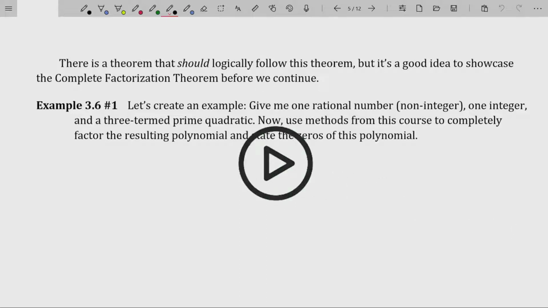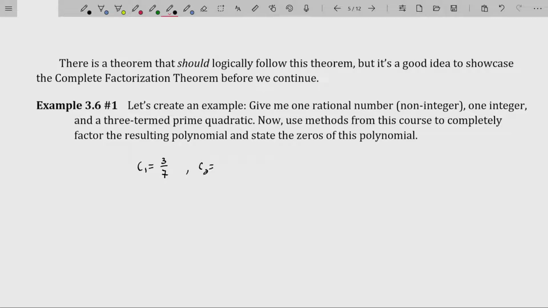And then go ahead and create a 3-termed prime quadratic. Now remember, I'll just go ahead and write down what I want my zeros to be. So I'm going to say C is equal to 3/7 maybe. And so that's my rational number. And my C sub 2, which is my integer, I'm going to have as negative 2. I don't want these to be absolutely huge though.